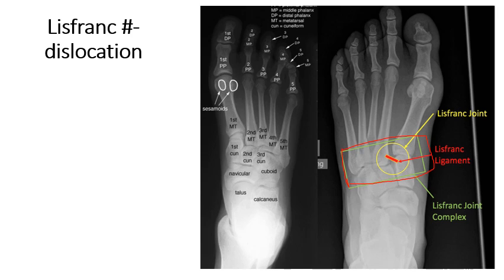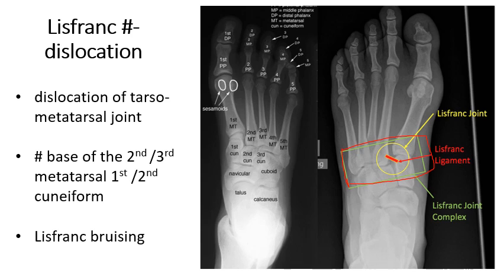Okay, so what you need to see in these kinds of dislocation or fracture dislocation is, as I said, in your AP view, the medial margin of your second metatarsal should be in alignment with the medial margin of the middle cuneiform. This is your middle cuneiform. This is the medial side of the second metatarsal. Okay. On oblique view, it is the third.